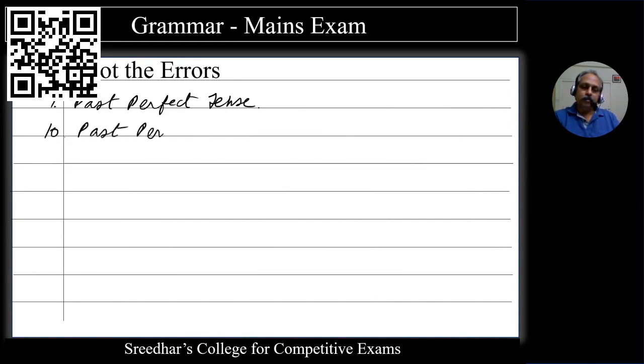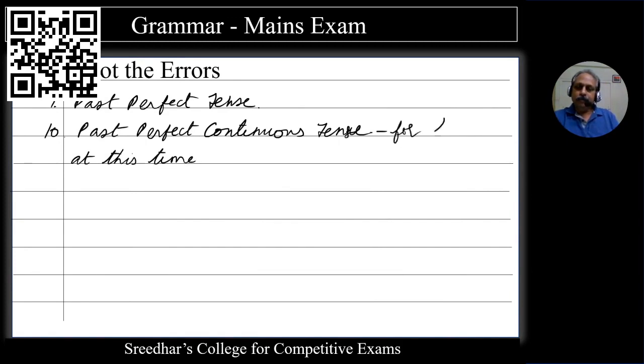Past perfect continuous tense. This is important. Here we use at this time, we use for 2 hours, at this time yesterday. What is important here? The time period is important. Time period for 2 hours, for 2 years, at a given time in the past. What is a given time in the past? At this time yesterday.